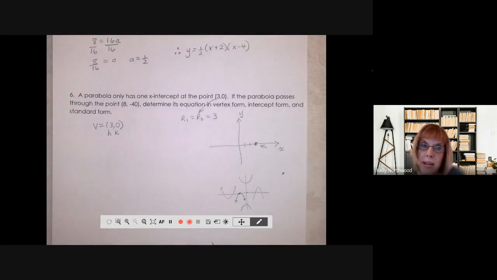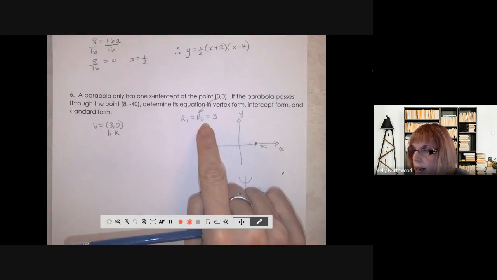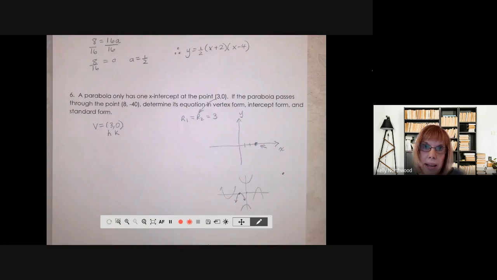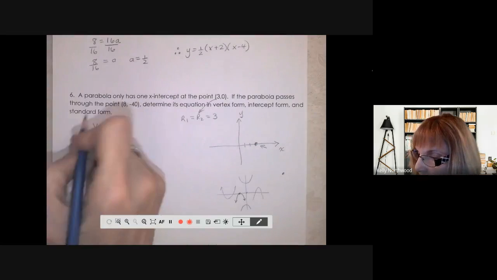It wouldn't matter as long as you keep your work correct, like you do all your calculations correctly, you'll get the same value for a whether you used intercept form reasoning to get it or vertex form reasoning to get it, okay? I'm going to use vertex form.